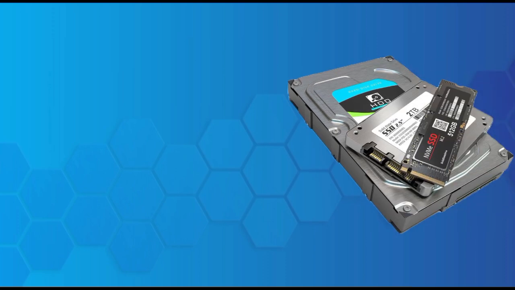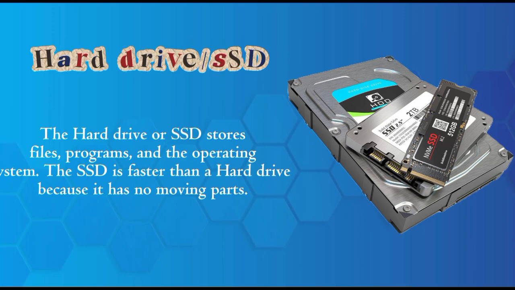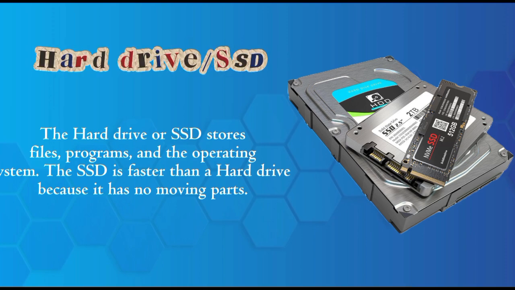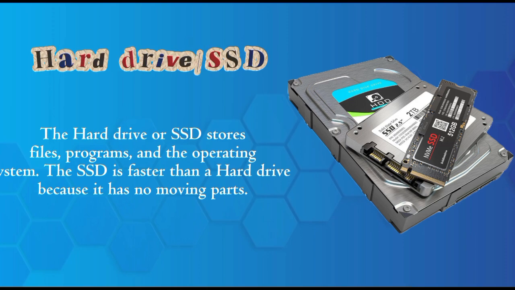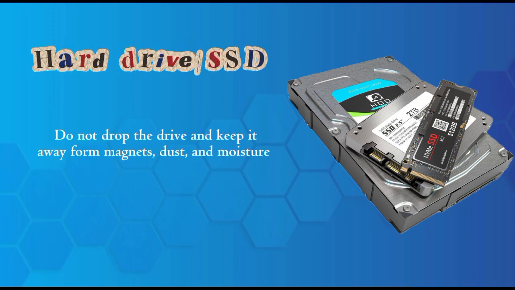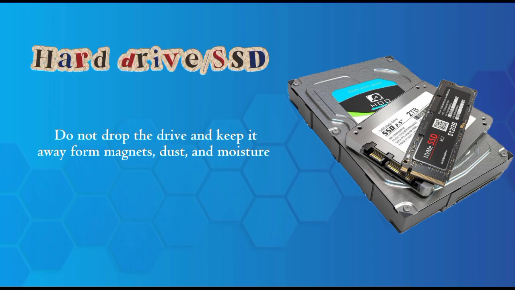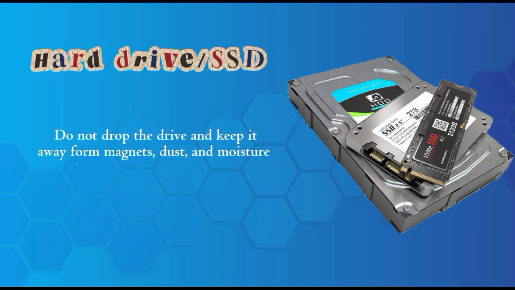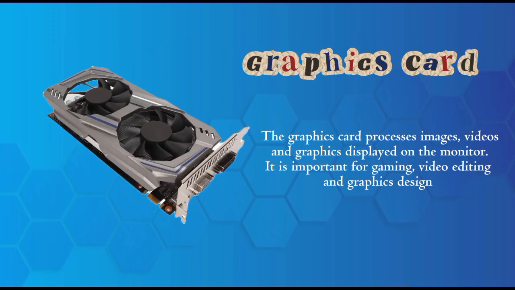The fourth computer hardware is the hard drive or SSD. The hard drive or SSD stores files, programs, and the operating system. The SSD is faster than a hard drive because it has no moving parts. For the basic handling of a hard drive or SSD, do not drop the drive and keep it away from magnets, dust, and moisture.